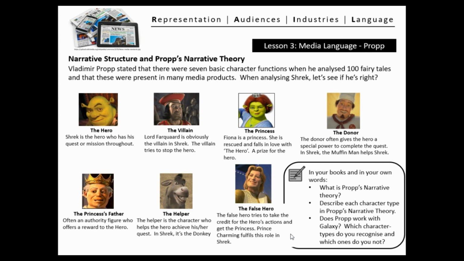Then finally, I want you to think back to the Galaxy advert and think, does Propp work with the Galaxy advert? Which character types do you recognise and which ones do you not? So in your exercise book, you could write down, right, who is the hero? Is there a villain? Who is the princess? Is there a donor? Who's the princess's father? Who is the helper? And who is the false hero? So I'd like you to look at that, please.